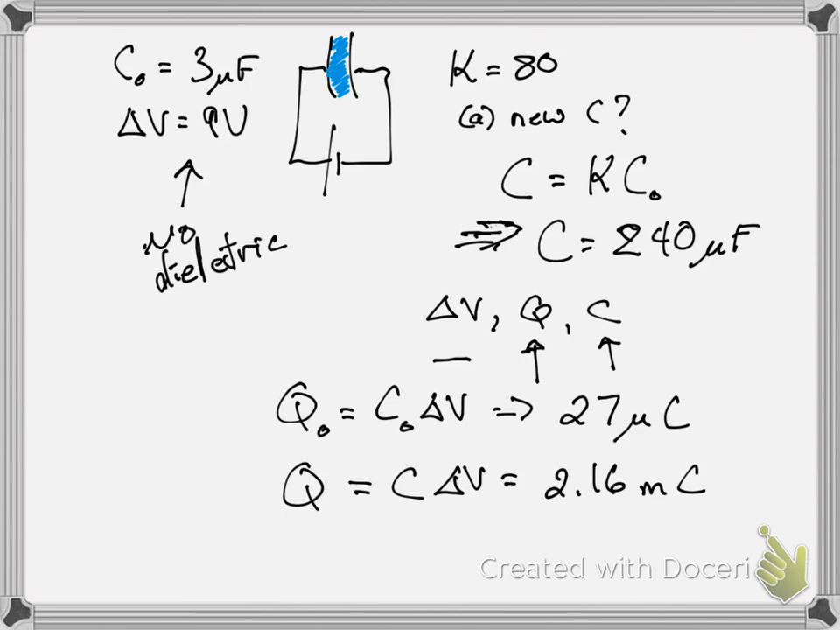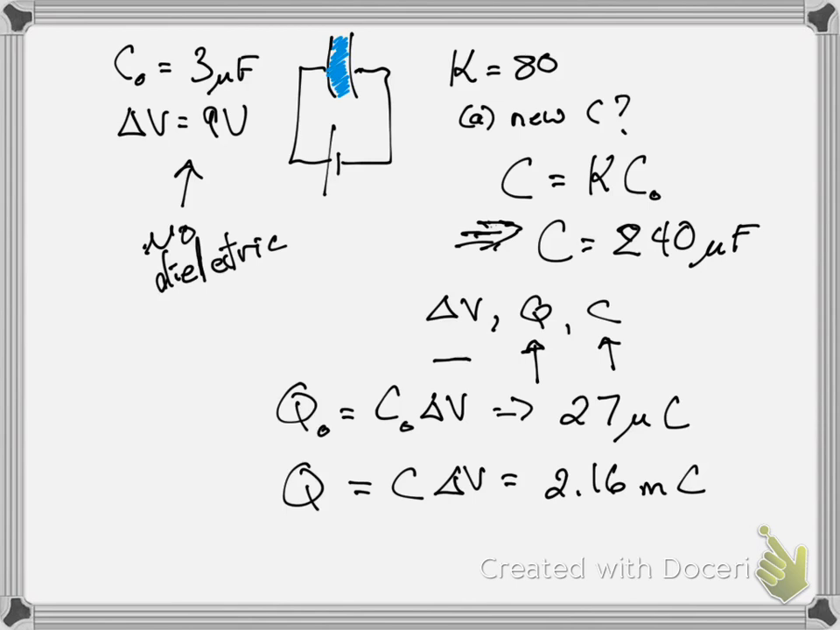Without writing down anything else, let's think about what would have happened if I didn't have the battery connected. So I charge the capacitor up to 9 volts and 27 microcoulombs, and then I detach the battery, and then I put in the dielectric. What would happen if the battery wasn't attached? Just like the question we asked before about separating the plates. Think about what would change and what would remain the same.